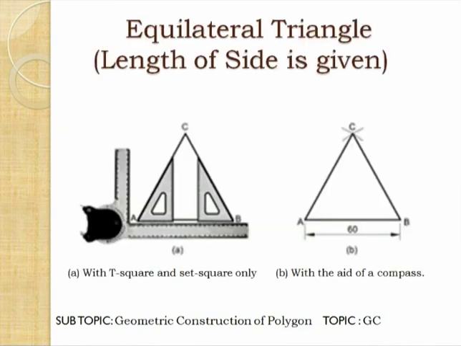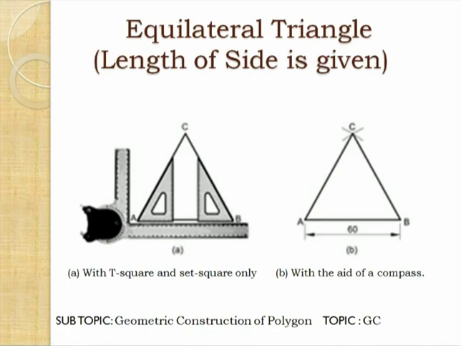Now we will see the geometrical constructions of polygons. First is the triangle. A triangle is also a special type of polygon having three sides. Here we will see the geometrical constructions of an equilateral triangle, meaning all sides are equal.